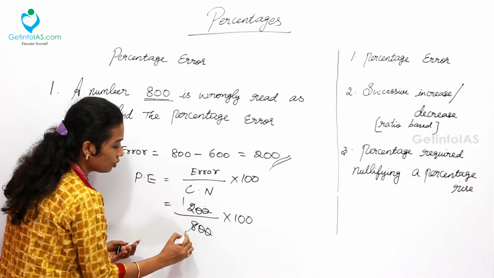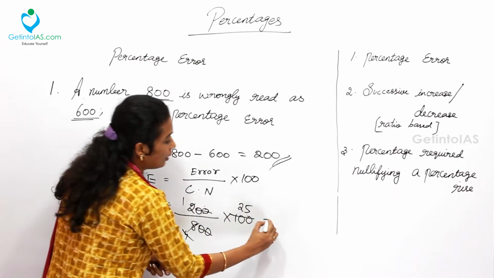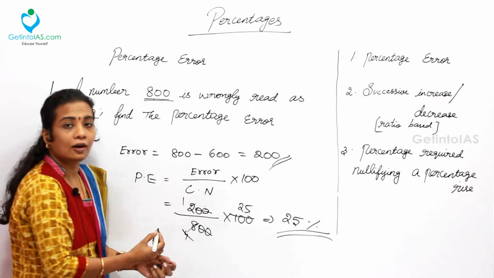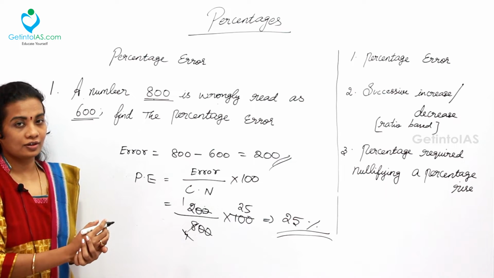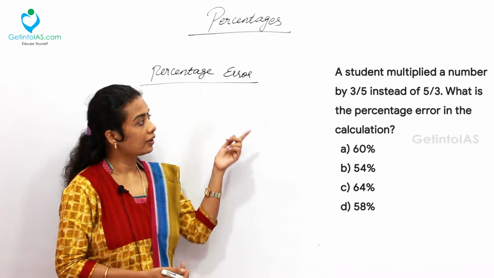This is 1 times 2, this is 4 times, here this is going to be 25. So finally my answer is 25% is the percentage error in this. The next problem on percentage error is given here.